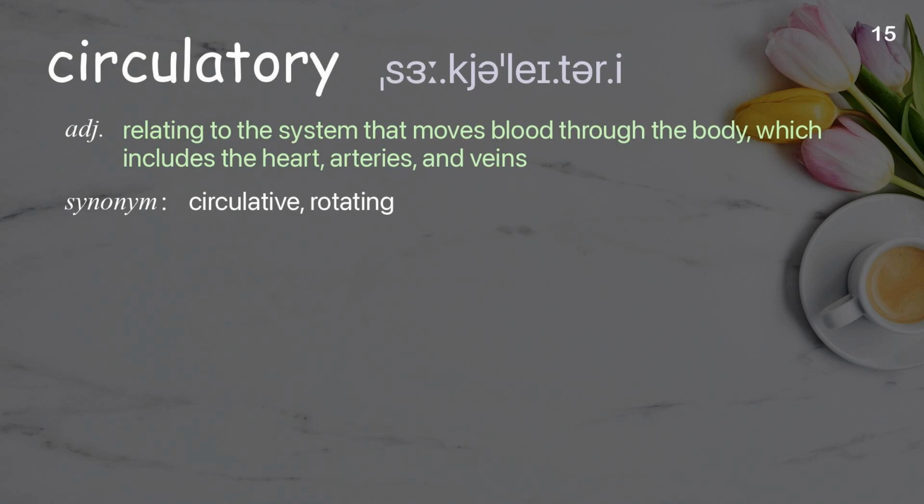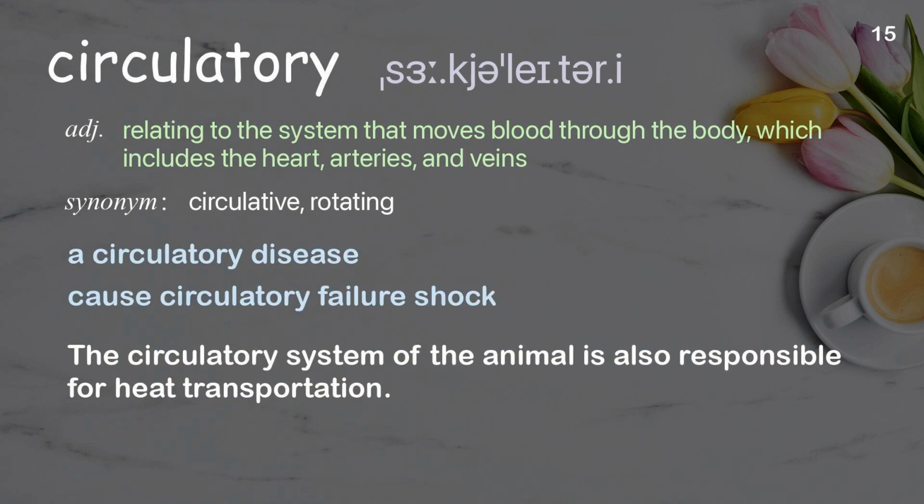Circulatory. Relating to the system that moves blood through the body, which includes the heart, arteries, and veins. Examples: A circulatory disease. Cause circulatory failure shock. The circulatory system of the animal is also responsible for heat transportation.